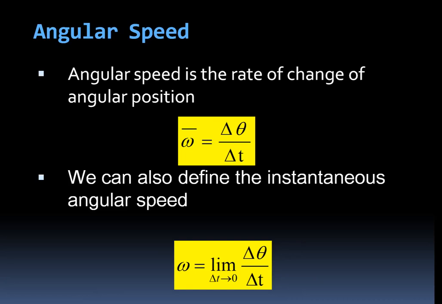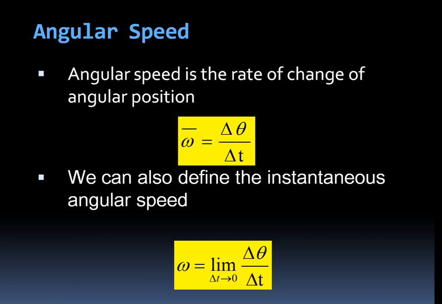Hello students, this is our next video on rotational dynamics, and today we are discussing angular velocity or angular speed. Angular speed is nothing but the rate of change of angular position. In the previous lecture we discussed angular displacement. It is the angle described by the radius vector. So the angular velocity is the rate of change of angular position.